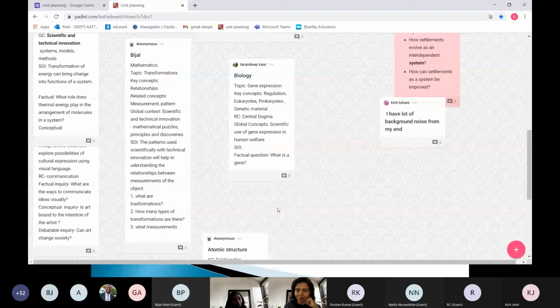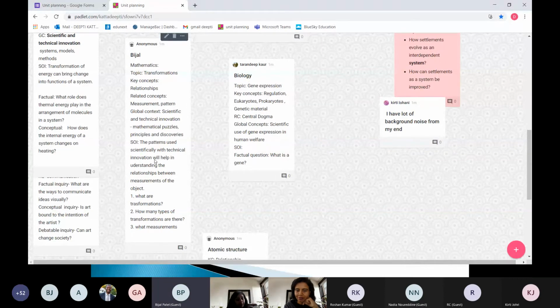Okay, Ms. Bijal, talking about the statement of inquiry, you've indeed made a fantastic SOI, but the word "will" brings a certainty to it, which we don't want. So it should be "the patterns used in this may help in understanding." Second, as I said when we were discussing the checklist, ensure that the key concept, the related concepts, and the global context exploration are being used here. You may not have the words as they are, but even truly representative words can be fine, as long as all three combined make a meaning.